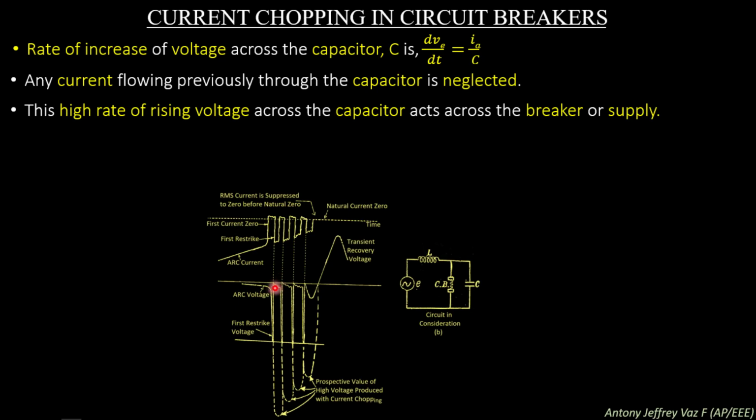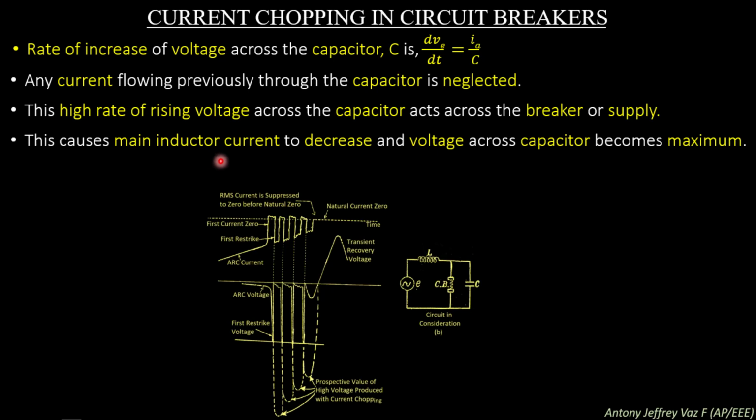So when you see this figure, the capacitor voltage at this point is at its peak because the complete inductive current is flowing through the capacitor, and the capacitor voltage is at its peak since the rate of rise of voltage in the capacitor is high.